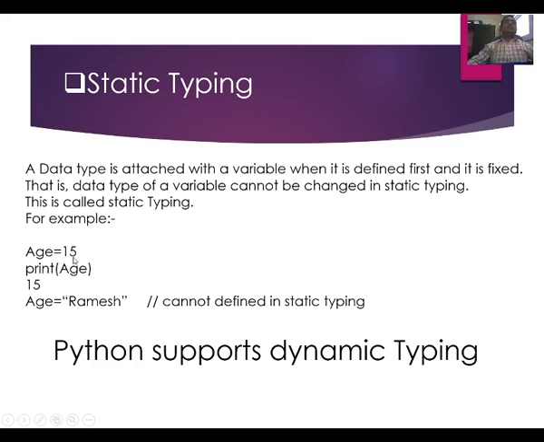For example, if we write age is equal to 15, it will display 15. If we write age is equal to Ramesh in static typing, it cannot be defined because it is an integer value, a numeric value. A numeric value cannot be changed to a string value using static typing. Python supports dynamic typing, not static typing. Right.